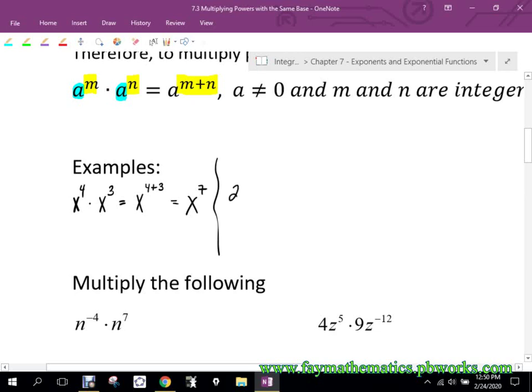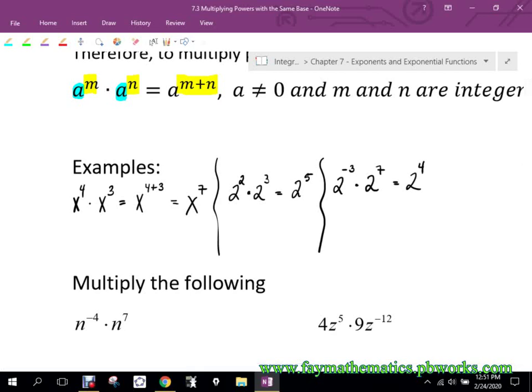If we go 2 to the second times 2 to the third, what's that going to give me? 2 to the fifth. If we go 2 to the negative third times 2 to the seventh, 2 to the fourth. It doesn't matter if your exponents are positive or negative. You're going to add them.